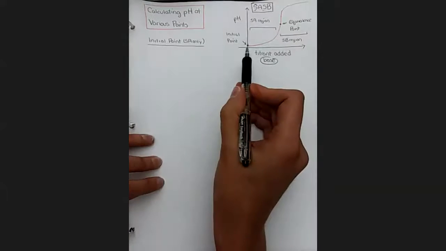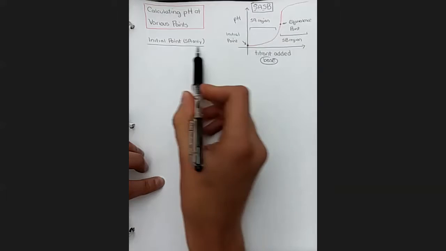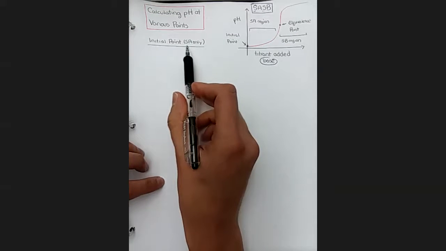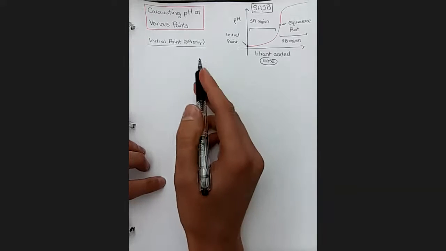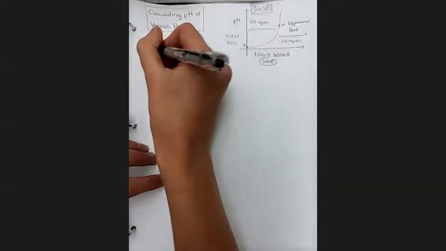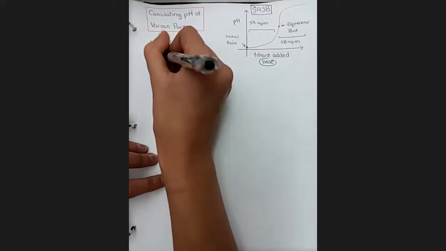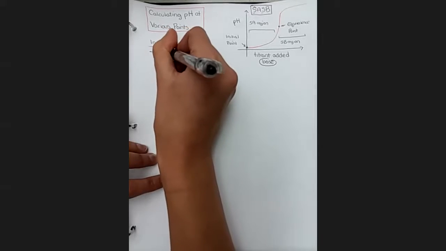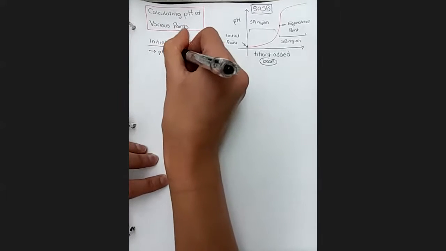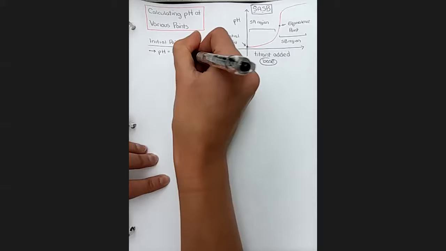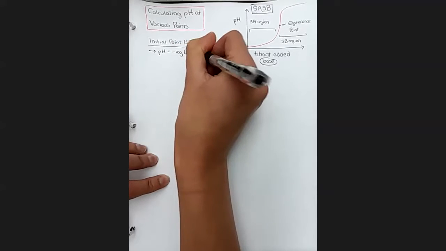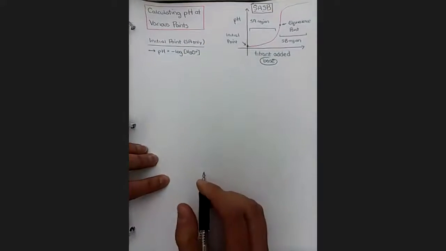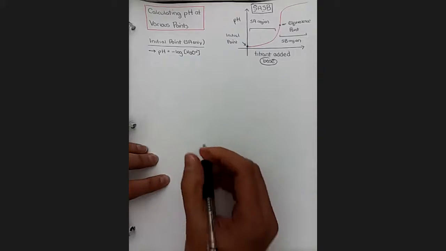So the initial point. At this point, all that we have in the solution is the strong acid. There's no strong base. So essentially, this is just the same as finding the pH of a normal strong acid. And we know that all we have to do to find the pH of a normal strong acid is to take the negative log of the hydronium concentration, or the concentration of the strong acid. So that one is very straightforward.